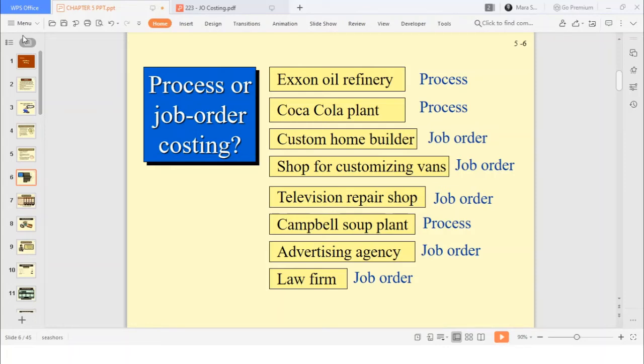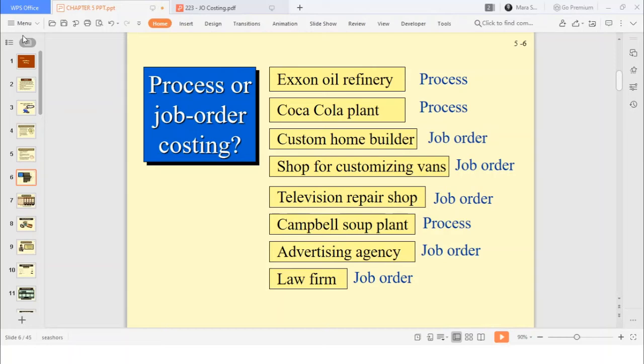Now, a custom home builder, of course, as I mentioned, the most common users of job order costing are furniture-making firms. So home builders apply too. Now, a shop for customizing vans, same, job order. Now, a television repair shop, again, is also job order, because it is not by bulk work. Whatever is brought in or needs repair, you work on that job, right?